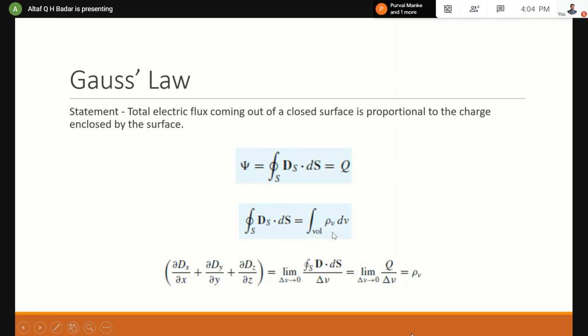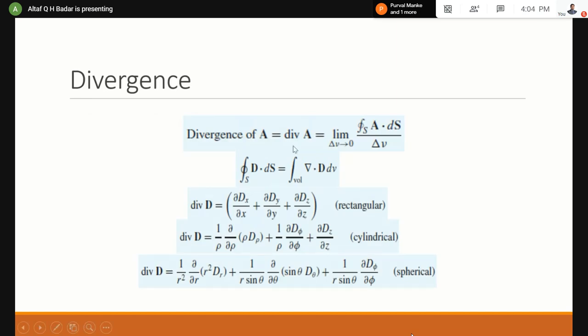If you go in the reverse way, integration, you get this thing, and then this dv goes down as del v. Now, if you replace this capital D with capital A for any vector, since Gauss law specifically states electric flux, let us assume any other thing. So we have assumed it as capital A. If you go by capital A, then divergence is written as del dot A is equal to limit as del v tends to zero, surface integration A dot dS divided by del v, which is similar to this one.